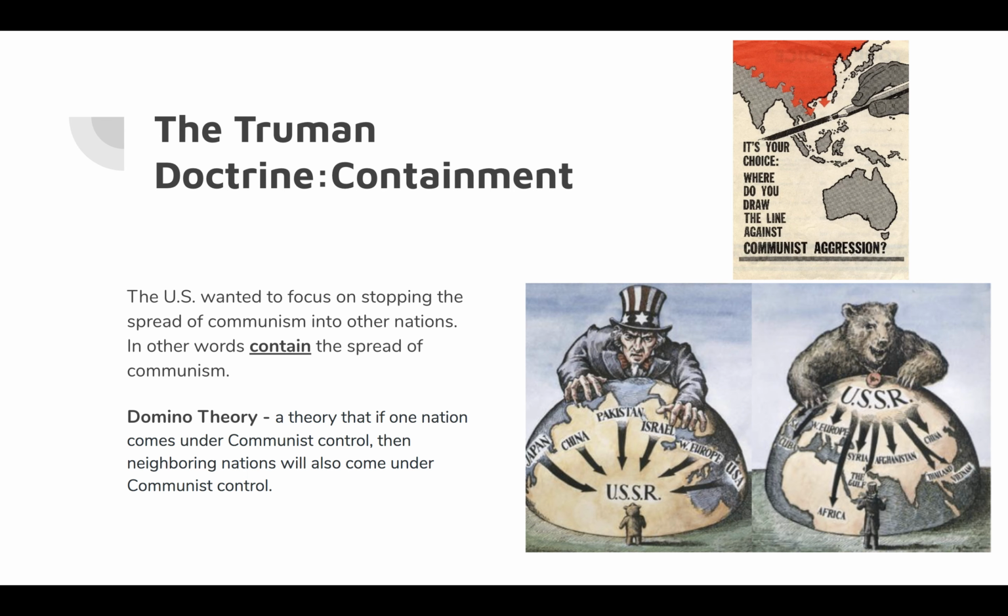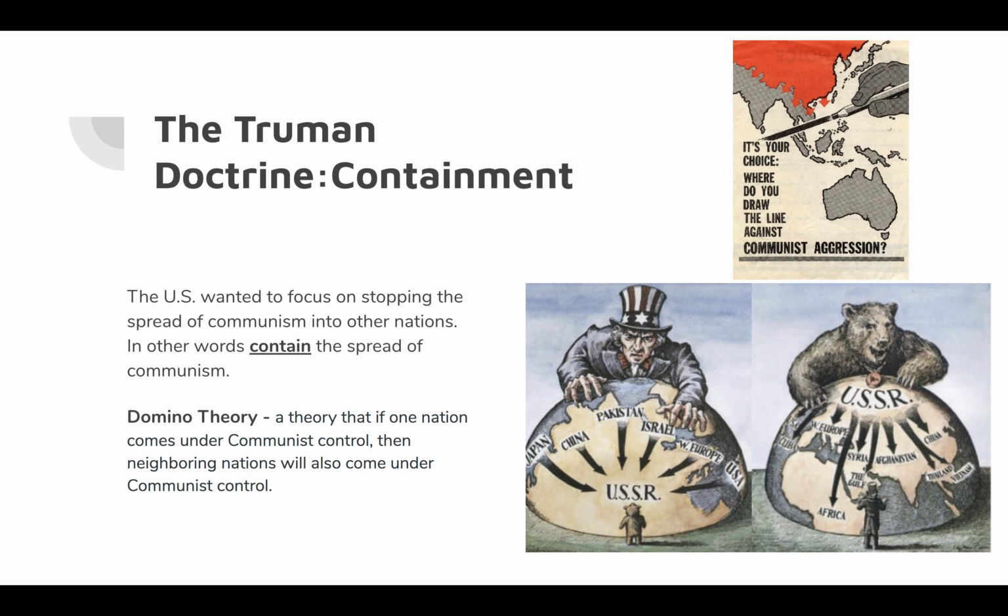Because the U.S. also believes in this thing called the domino theory, which, if you've ever played with dominoes, you know that if one falls over, what happens to all the others? They continue to fall over in succession, right? One hits the other, hits the other, and then all the dominoes have fallen. And so that's what the U.S. was afraid of. That's what both President Truman and then many presidents who followed Truman thought about.